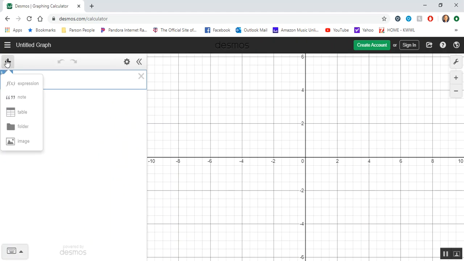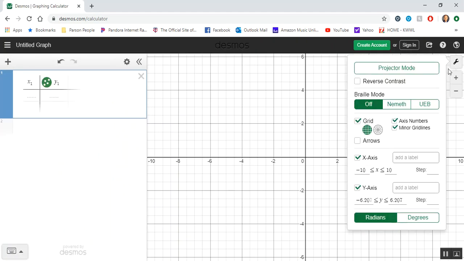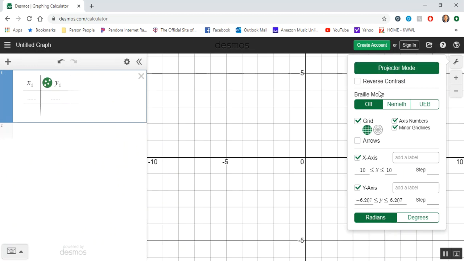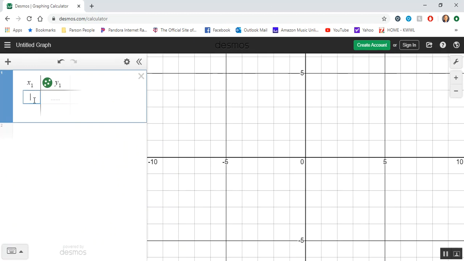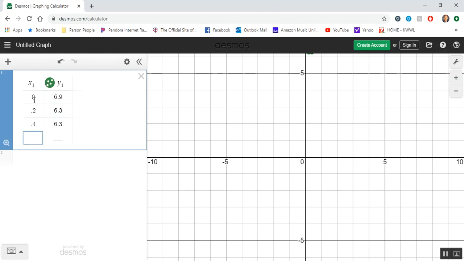All right. I need those points. 0, comma what, kids? 6.9. 0.2, 6.3. 0.4, 6.3. 0.6, 7.1. 0.8, 7.6. 1 is 7.7. Let me make this fit. Is that okay?